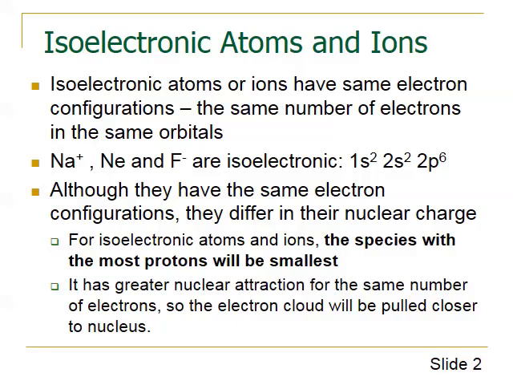Isoelectronic. Here's a fancy, scary sounding word. It actually means something pretty simple. The prefix iso means the same. So if we have isoelectronic atoms or isoelectronic ions, we have atoms and ions that have the same electron configurations. They have the same number of electrons. Those electrons are just distributed within the same orbitals. So for example, if you looked at a periodic table, and you could pause the video and do this, find sodium, find neon, and find fluorine.